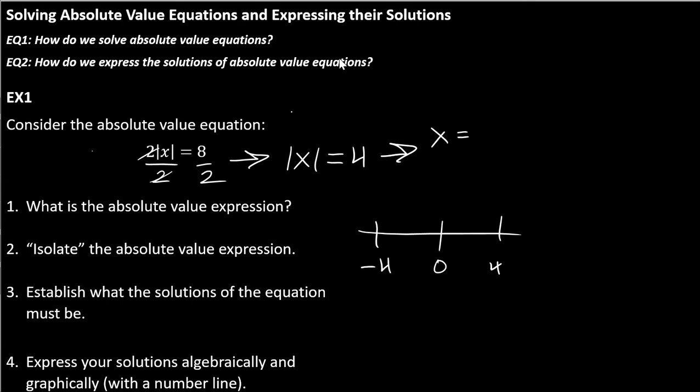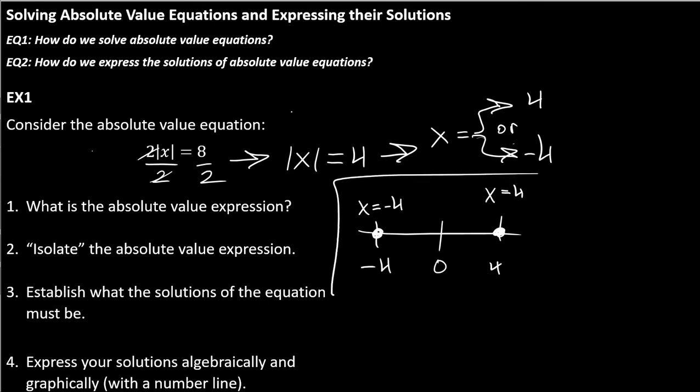So x equals 4 or negative 4. Okay, pretty easy. If we express it on the number line, all we would do is put a point here and a point here, for x is 4 or x is negative 4.